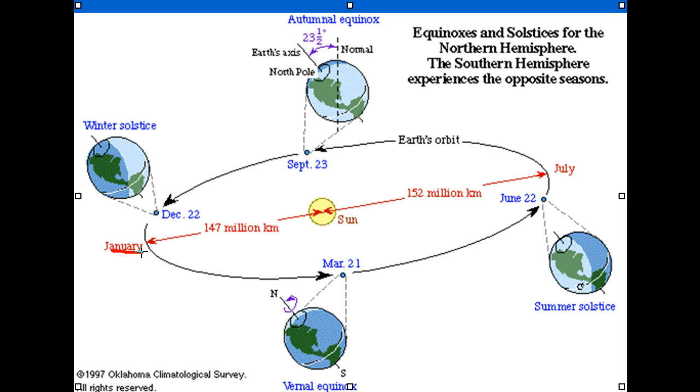the earth is at its closest distance to the sun, 147 million kilometers. It's at its closest distance to the sun. While in July, over here, which would be the middle of our summer, the earth is at its furthest away, 152 million kilometers. Write that in your notes.